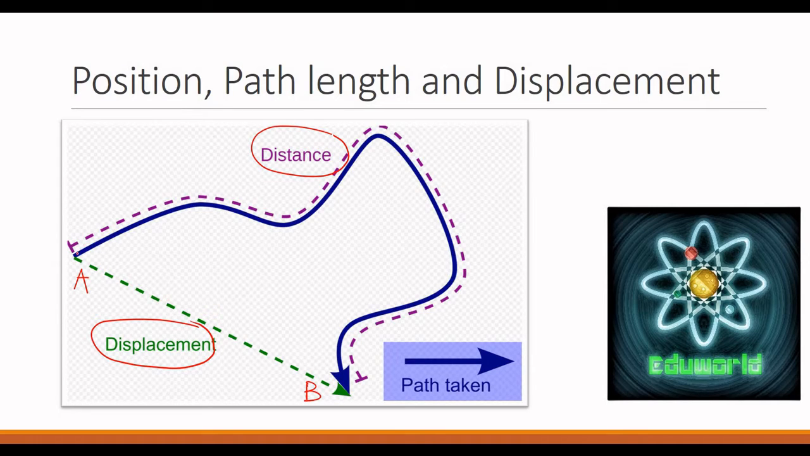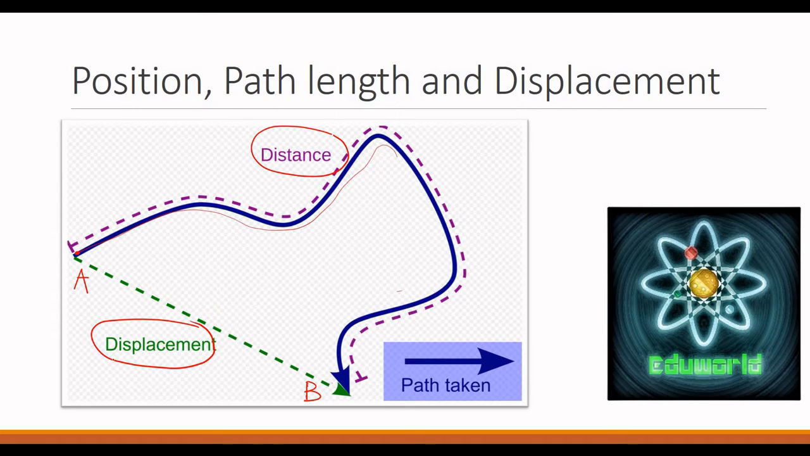Now you have started moving from point A, and you took this path, and from this locality to that locality, at last you reached point B. So the path you traversed is the whole length of this path. Okay, and the distance is the same. So distance is the path you traversed through this road.